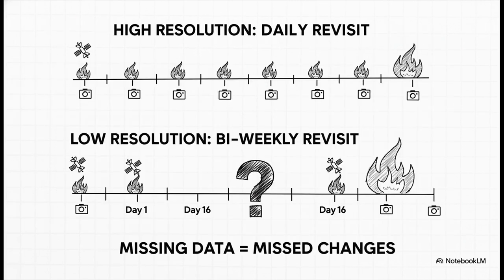And last but not least, temporal resolution. This one's easy. It's the revisit rate. How often does the satellite pass back over the exact same spot? High temporal resolution is crucial for tracking things that change fast, like a wildfire or a flood. You might get a new picture every single day. Low temporal resolution might mean you only get an update every couple of weeks.